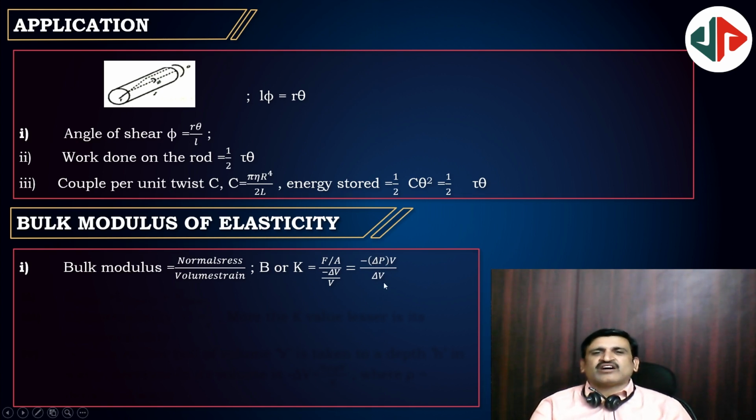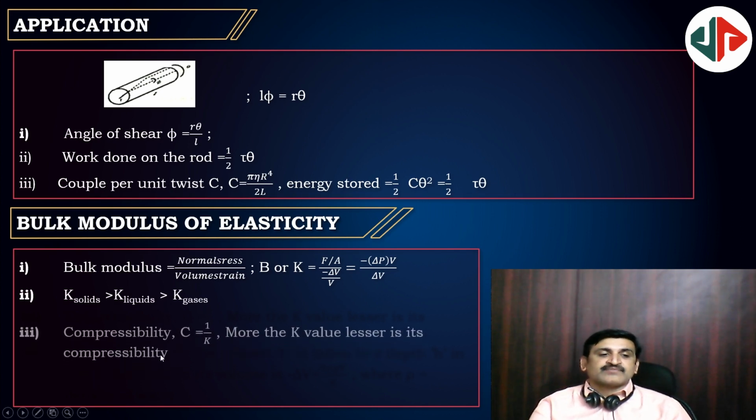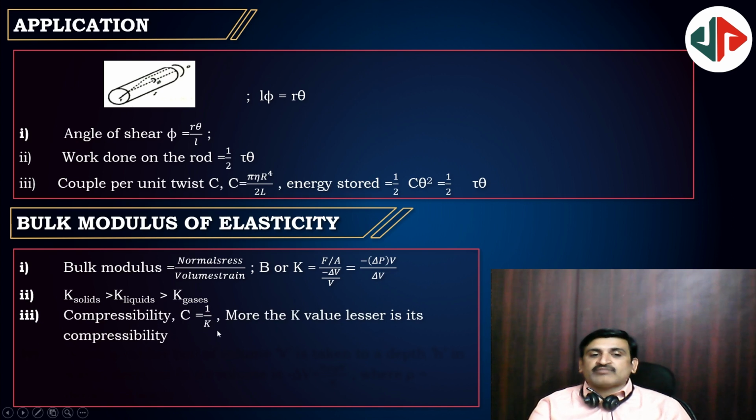Change in volume here is always a depression or compression, so negative will always come. And bulk modulus for solids is larger than for gases. Compressibility is the reciprocal of bulk modulus. The more the K value, the lesser the compressibility.